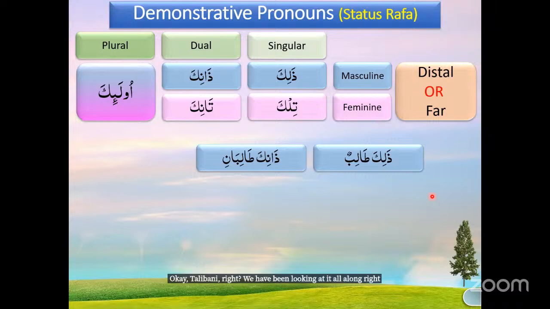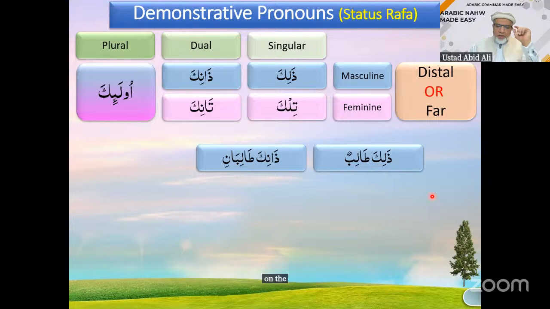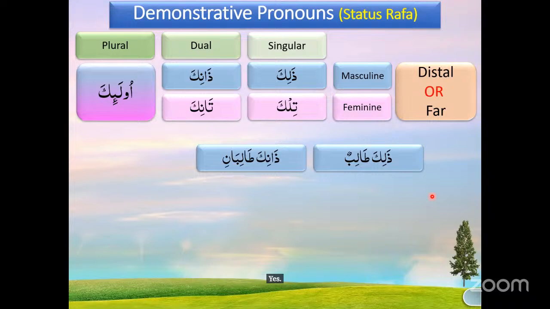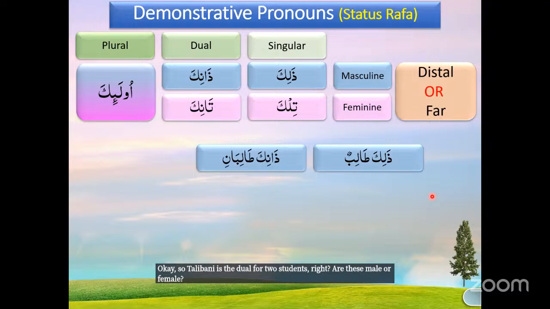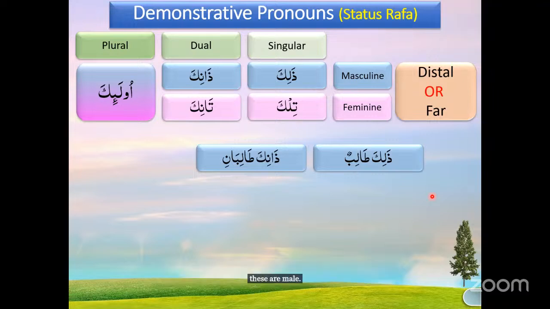Are you following this on a phone or on a computer? On a computer. Did we not just look at dalika and hazani? Remember hazani, talibani? So talibani is the dual for two students. Are these male or female? These are male, mashallah. Okay, Brother Ali, you have a question?